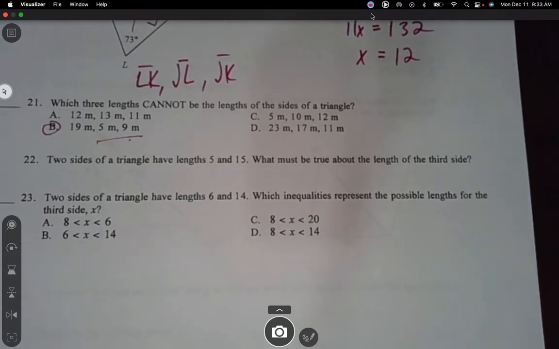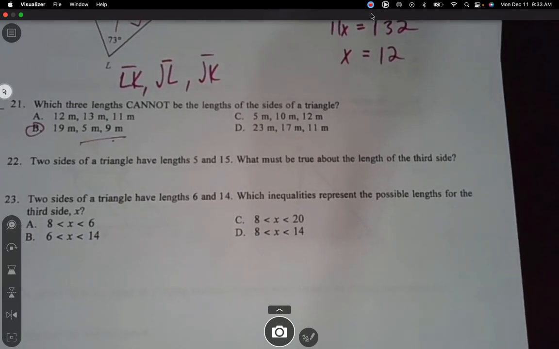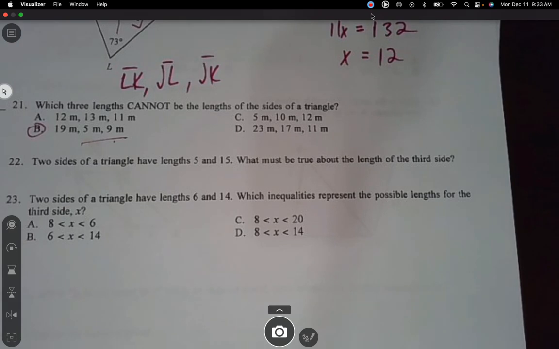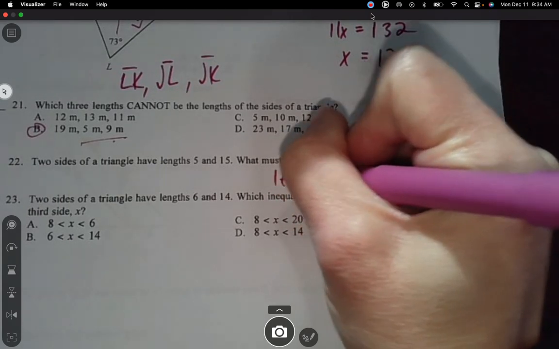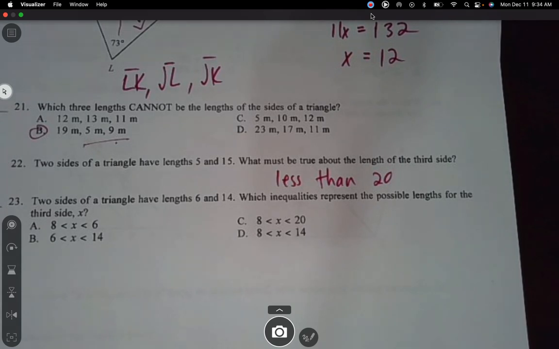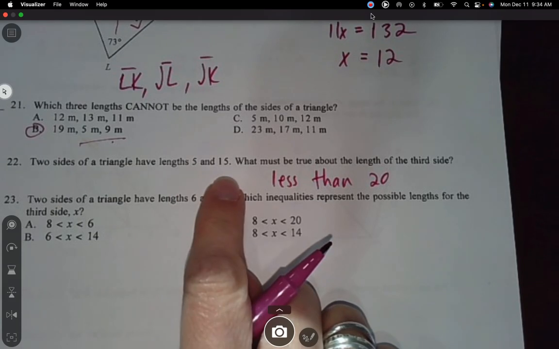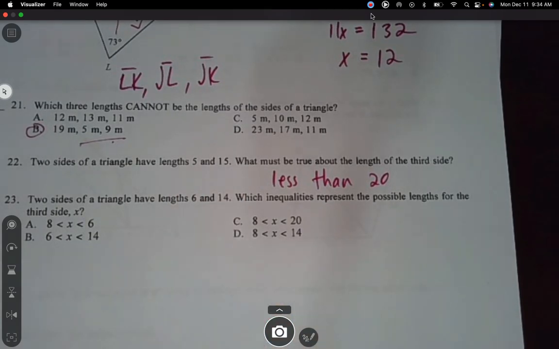Okay, 2 sides of a triangle have the lengths of 5 and 15. What's true about the third side? It has to be smaller than 20. Is everybody good with that one? I think we also did where it's got to be bigger than 0. But this one, the only thing it was looking for was to add those together. What is 5 plus 15? 20. It has to be less than 20.